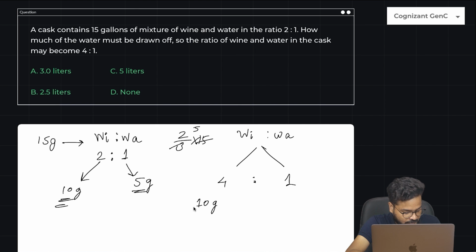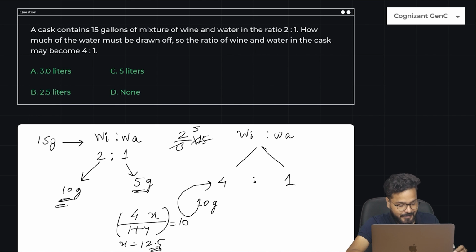Right. This 10 gallons is, guys, 4 of this 5 parts. So how much would be 1 part? Okay, to make it easier for you, 4 upon 5 of, let's say, some x liters, which is now left, is 10. So that means x would be what? 50 by 4, that is 12.5. So let's say there is 12.5 liters now.